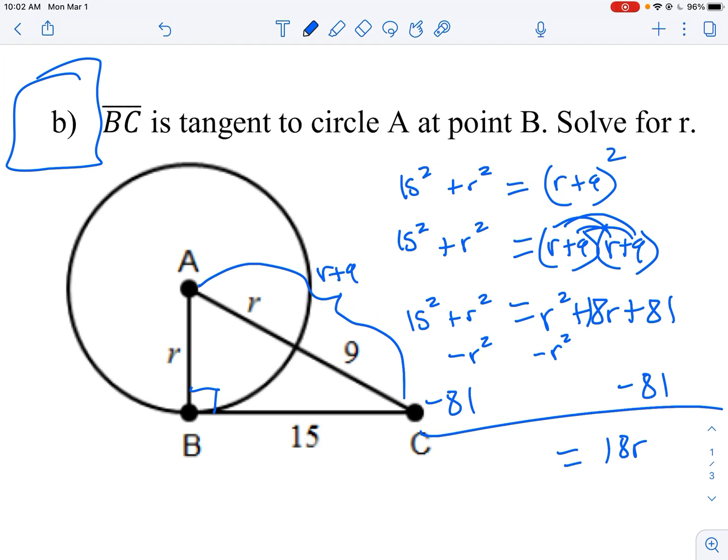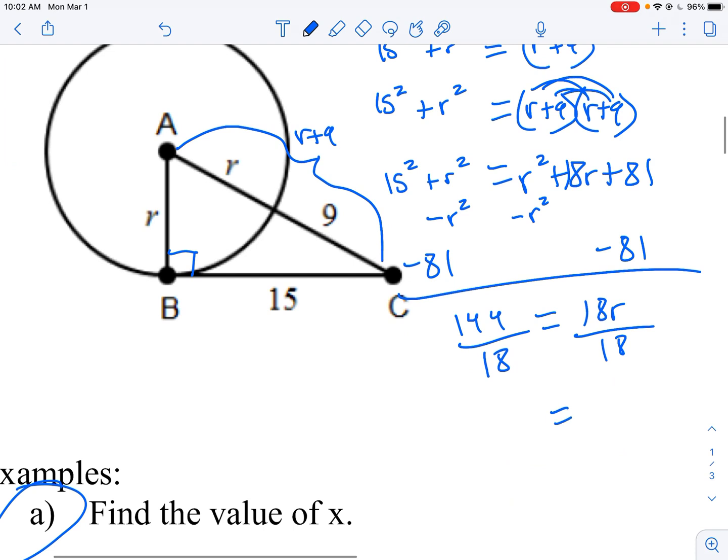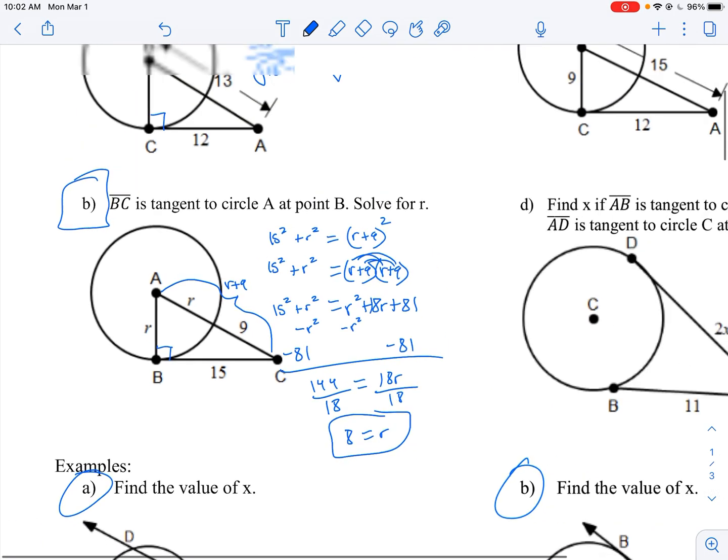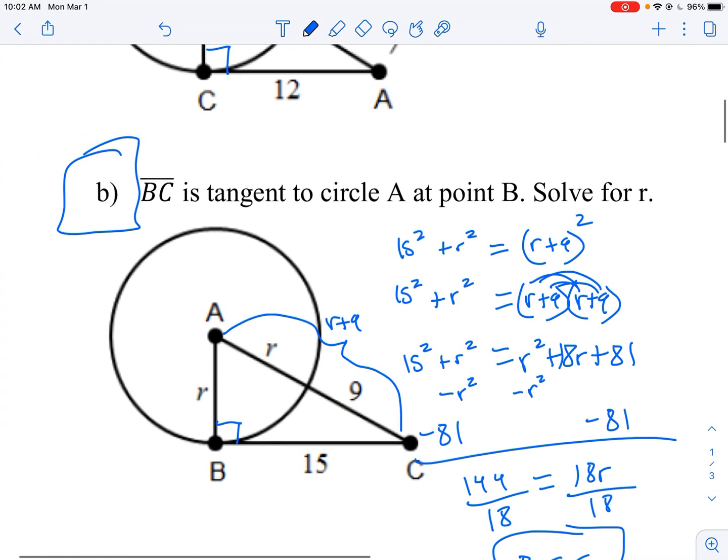Calculators are good at stuff like this because I don't want to have to memorize this. 225 minus 81 comes out to be 144. And it's just a matter of dividing by 18, and you get your R value. 144 divided by 18 comes out to be 8. Ta-da, we found the R value. We win. So yeah, that's just remembering that tangents hit a right angle, so it makes a right triangle, so you can do Pythagorean theorem to find your unknown.